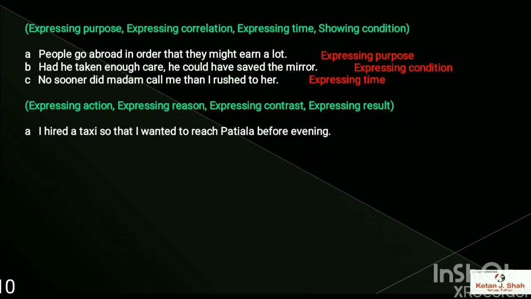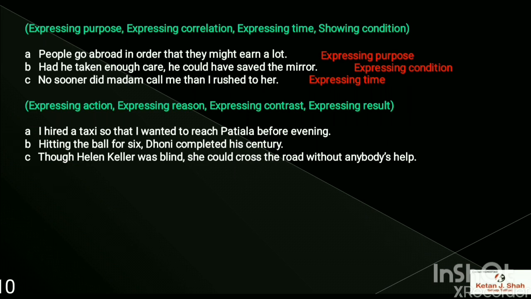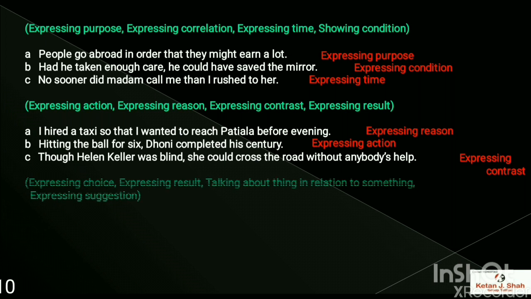Expressing action, expressing reason, expressing contrast, and expressing result. I hired a taxi so that I could reach Patiala before evening. Hitting the ball for six, Dhoni completed his century. Though Helen Keller was blind, she could cross the road without anybody's help. The first one is expressing a reason, that why I hired a taxi. Second one is expressing an action, that Dhoni did this action. And the third one is expressing a contrast.